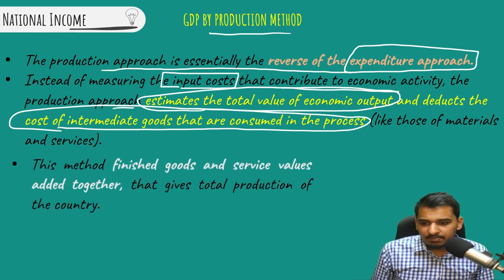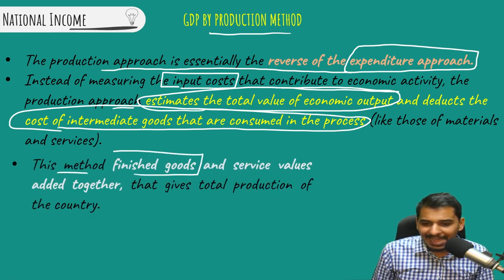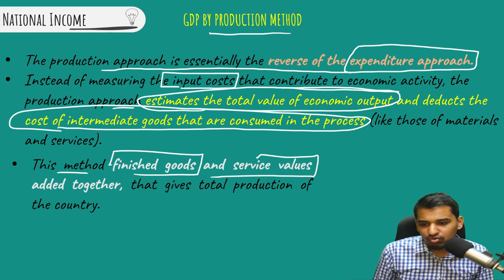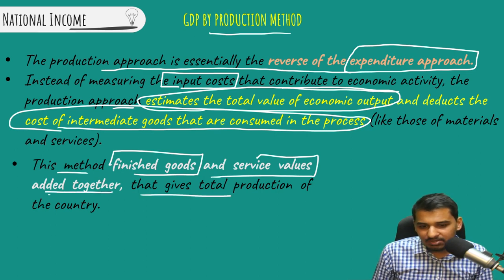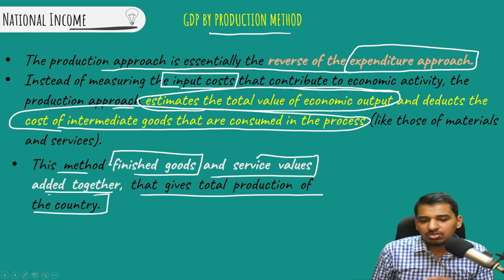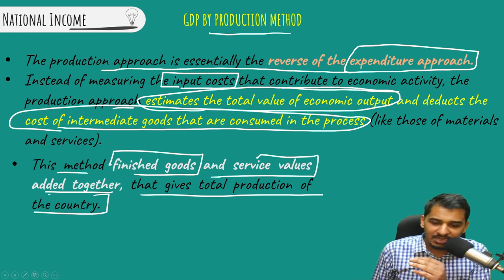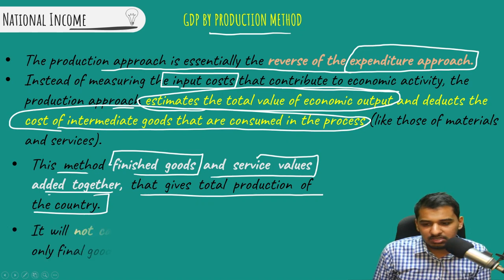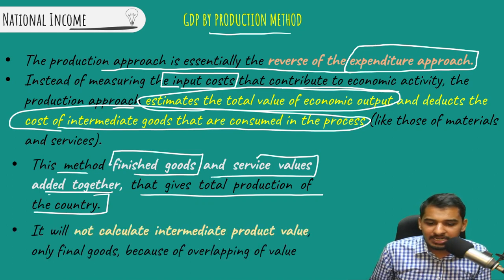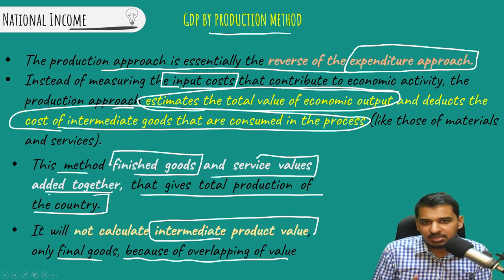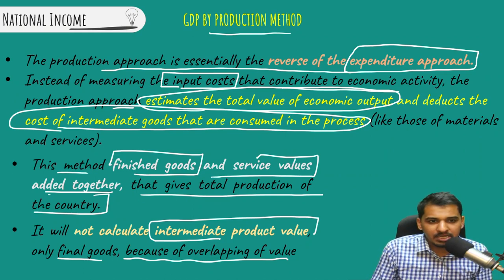In this method, finished goods and services value are added together. That gives the total production of the country. So only the finished goods and services value will be added together. It will not calculate intermediate product value, only final goods, because of overlapping value. This we have studied in the previous lecture, what overlapping is all about. Let me just tell you again in brief.